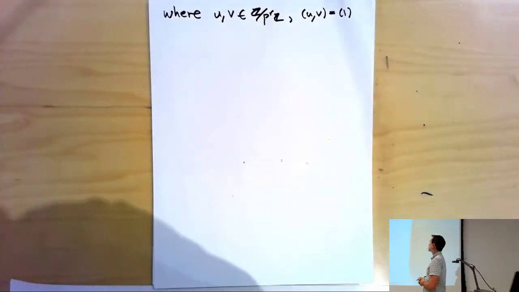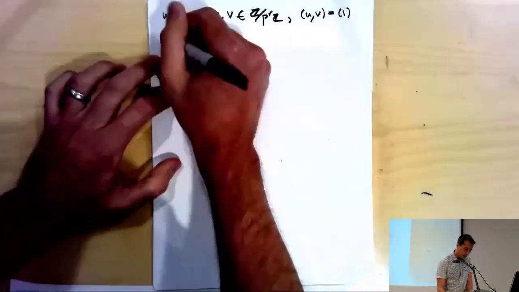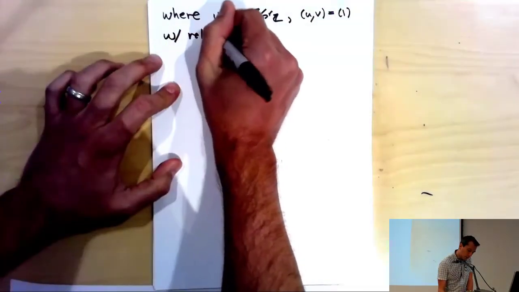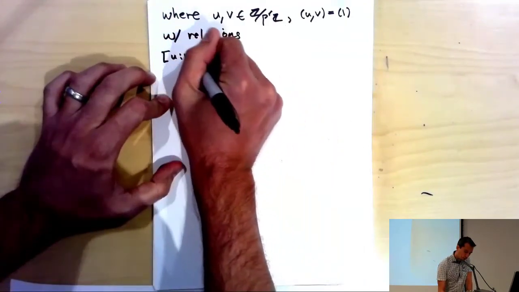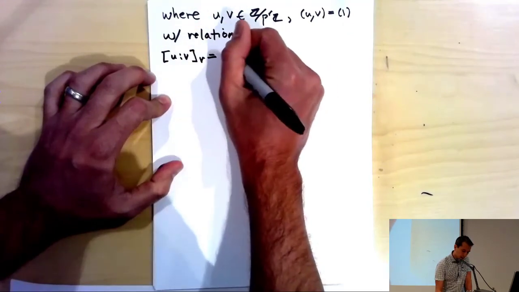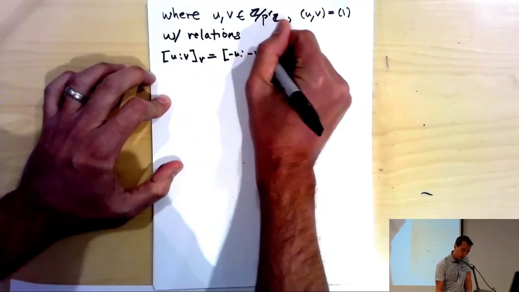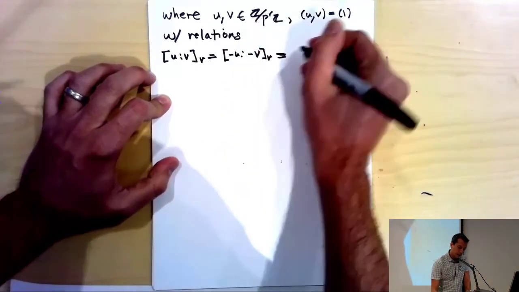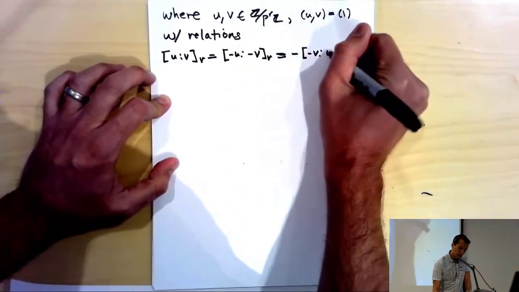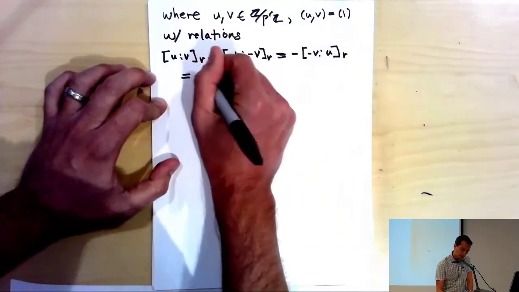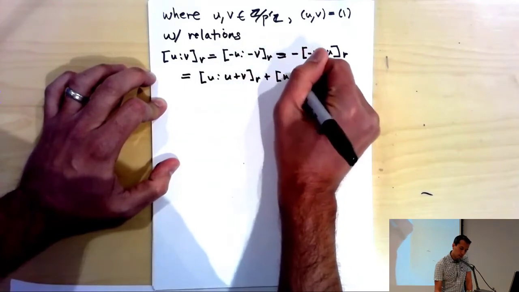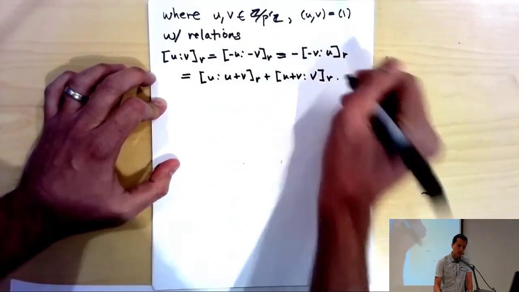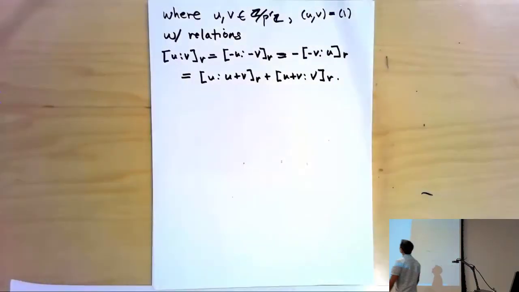So that gives you generators. There are also relations, and they're very simple. [u,v]_r is minus [-u,-v], and that's the same as minus [v,u], and that's the same as [u,v] plus [u+v, u] plus [v, u+v]. And those are all the relations. You do this for all u and v. So that gives you a nice finite presentation of this abelian group.